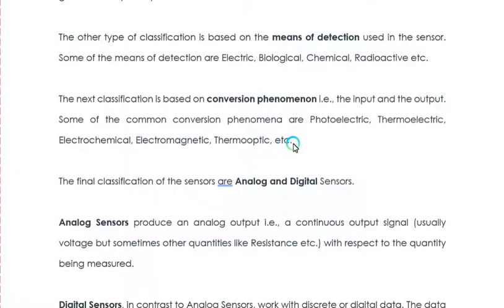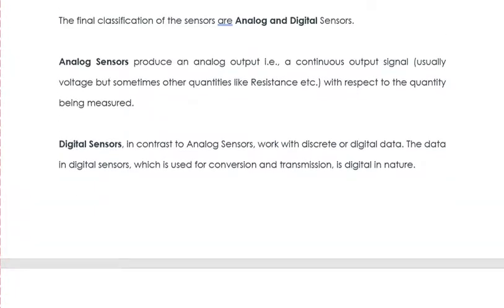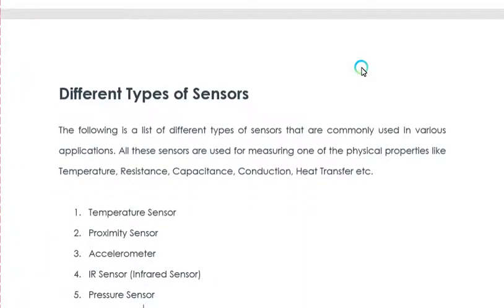The final classification of the sensors is whether it be analog or digital sensors. Analog sensors produce an analog output, a continuous output signal, usually voltage, but sometimes other quantities like resistance, with respect to the quantity being measured. Mga continuous valued yung mga parameters. In contrast to analog sensors, we have digital sensors, which work with discrete or digital data. The data in a digital signal, which is used for conversion and transmission, is digital in nature. Mga discrete values ang ginahatag niya. So that is your digital sensors.